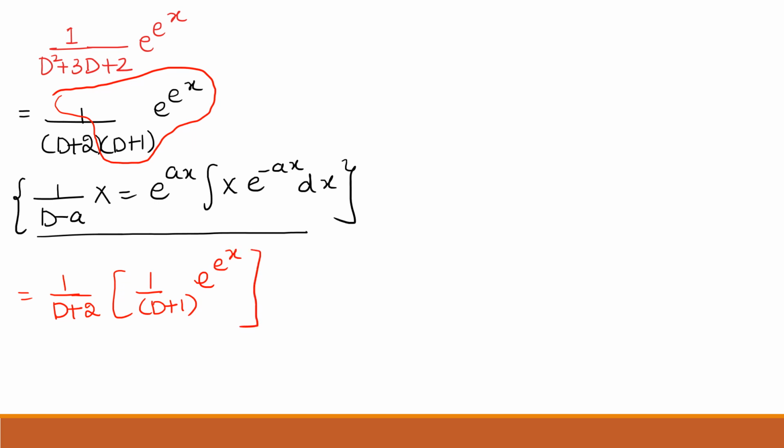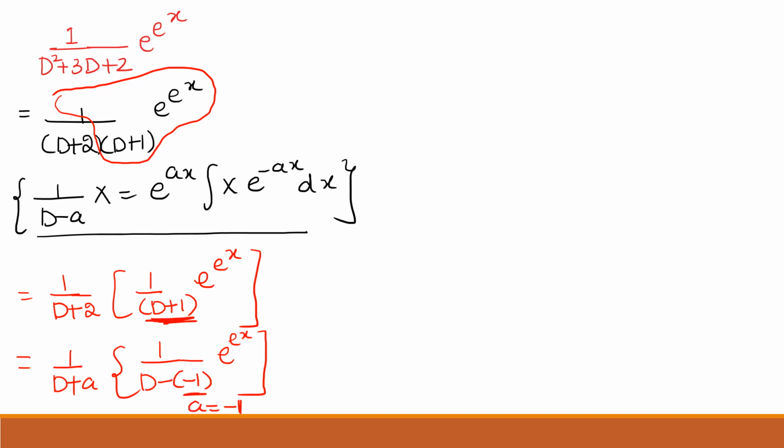Now if I observe, what is my a? So here, can I write this D plus 1 as 1 over D minus (minus 1) e power x? Right? So my a is minus 1. Now just substitute this value here. So apply this rule. So according to the rule, what will we get? Sorry, here we have 2.